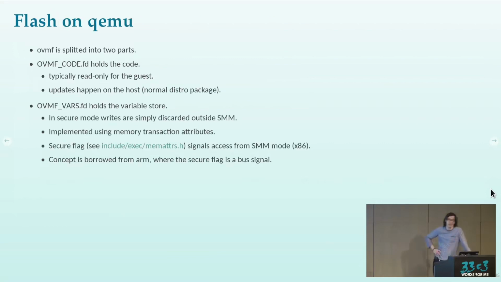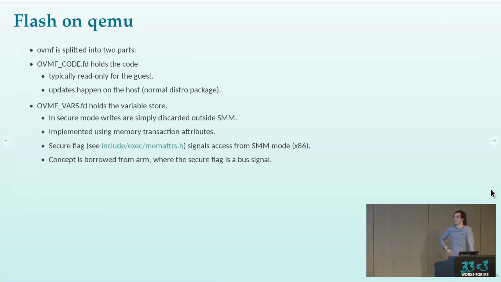First, we have two parts of the firmware. We have first the code, and second the variables where all the keys are stored as well. And the code is usually just read-only. The guest can't write it, and firmware updates simply happen by doing them on the host. So the firmware is just a normal distro package, and your normal distro upgrades will also upgrade the firmware, and QEMU will pick up the new version on the next power cycle of the virtual machine.